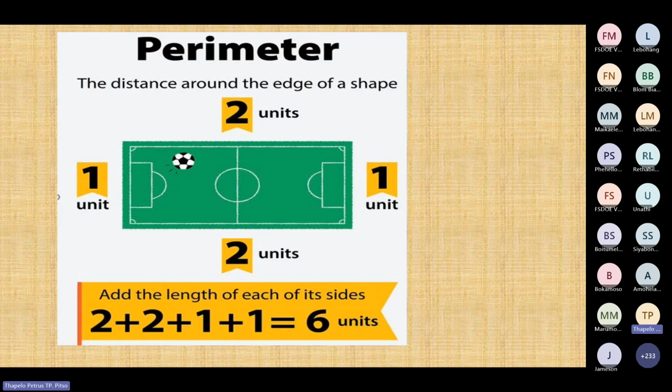For example, here at the soccer pitch, the distance around the edge of the shape, the edge, peri, at the end, the periphery, at the end of that shape.